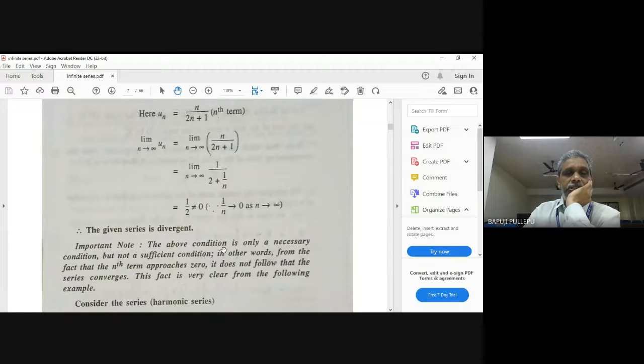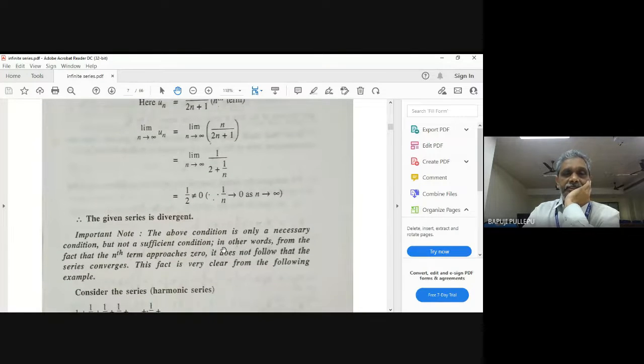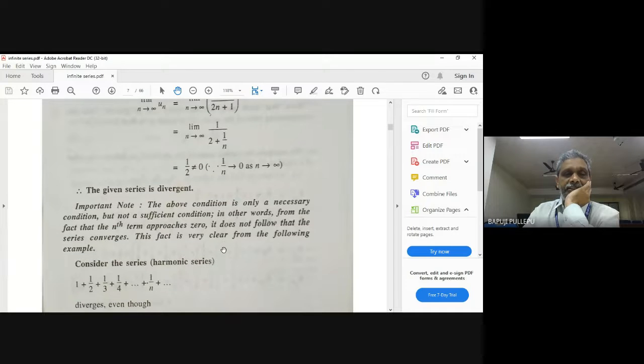The above condition is only a necessary condition, not a sufficient condition. If the limit is equal to 0, you cannot say it converges.